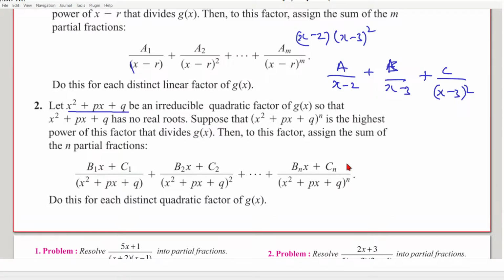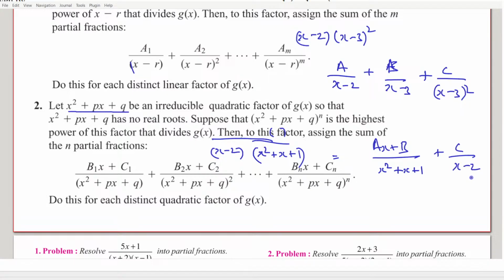So for example, you have x square plus 1, x square plus x plus 1. What does this mean? You will write this as ax plus b by x square plus x plus 1. Understood? So for example, you have something by x minus 2 into x square plus x plus 1. So you'll write it as something by x minus 2 plus this. Understood now?